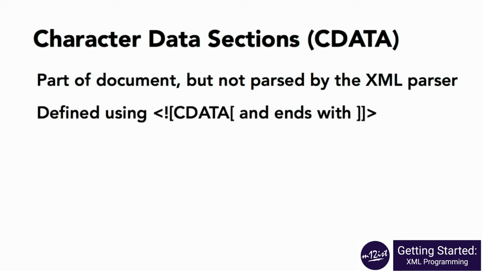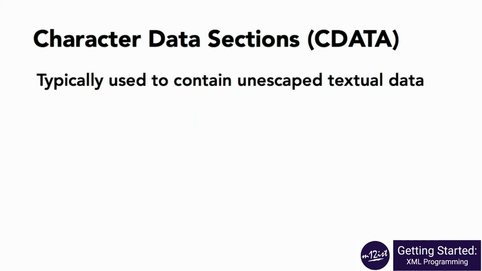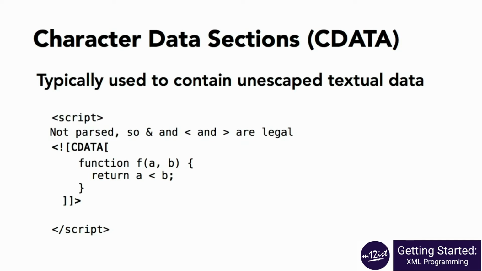It's defined by using an opening angle bracket followed by an exclamation point, followed by an opening square bracket, the word CDATA, another opening square bracket, and then ends with 2 square brackets and a closing angle bracket. It's typically used to contain unescaped textual data. It's not parsed, so special characters like an ampersand and other brackets are legal within there. And so why would you use this? Well, imagine you have a script section inside an XML document, and inside that script I have a function.